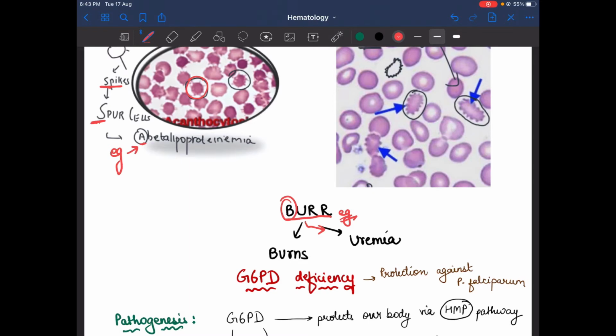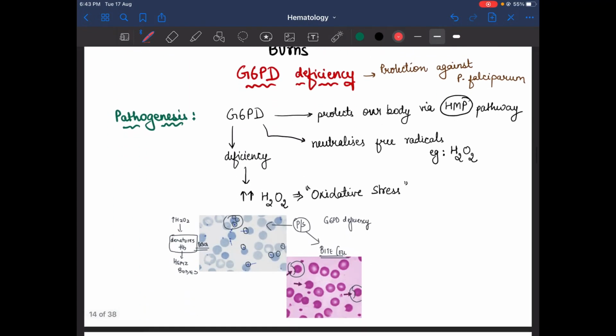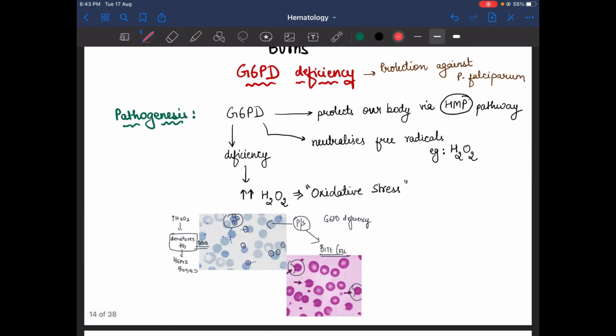Now the next one is G6PD deficiency, which is an enzyme deficiency. In G6PD deficiency, as we all know, the deficiency is a protection against P. falciparum. Please remember that G6PD deficiency is a protection against P. falciparum. So persons who have a deficiency of this enzyme are already protected from P. falciparum. Now what is the pathogenesis?